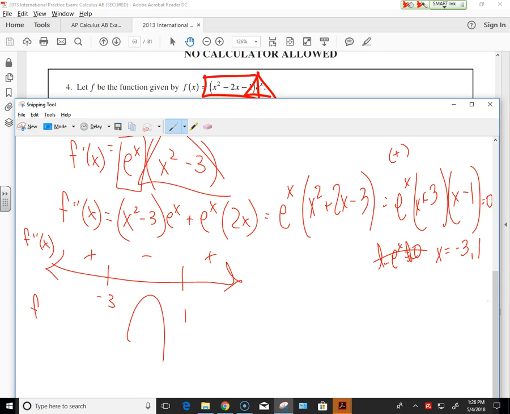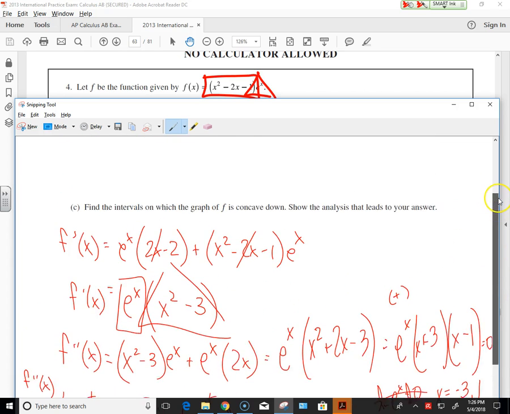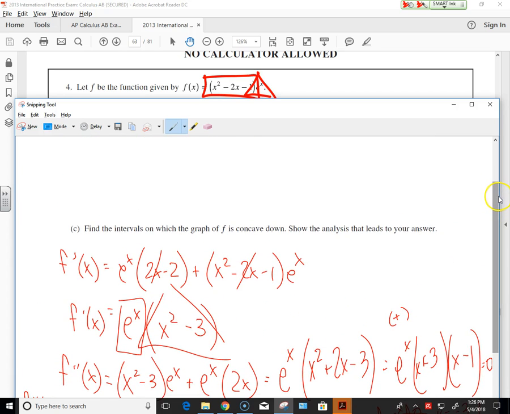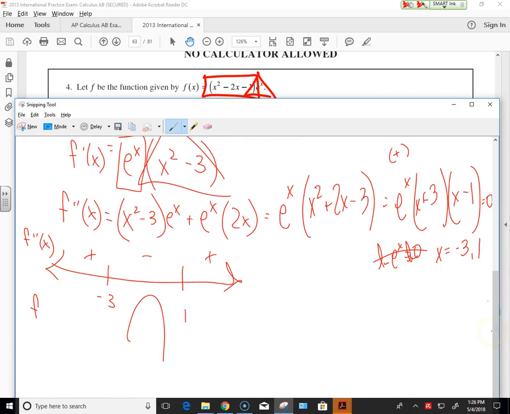So steal the wording. The wording says the graph of f is concave down. Fine. The graph of f, steal it. They liked the wording, so they'll hopefully like yours too. The graph of f is concave down. Yes, they get C.